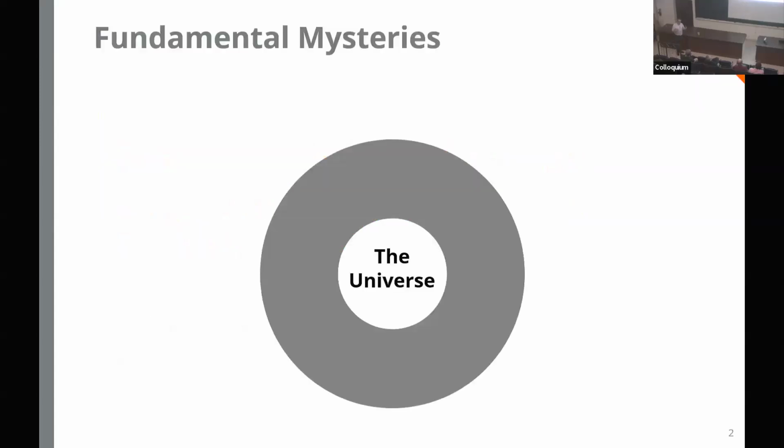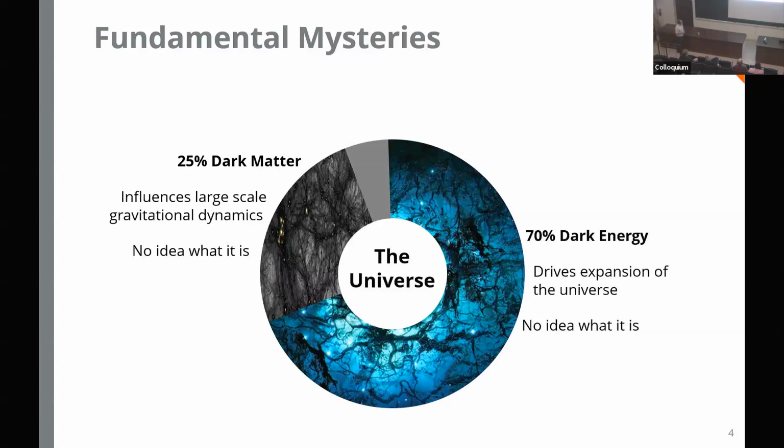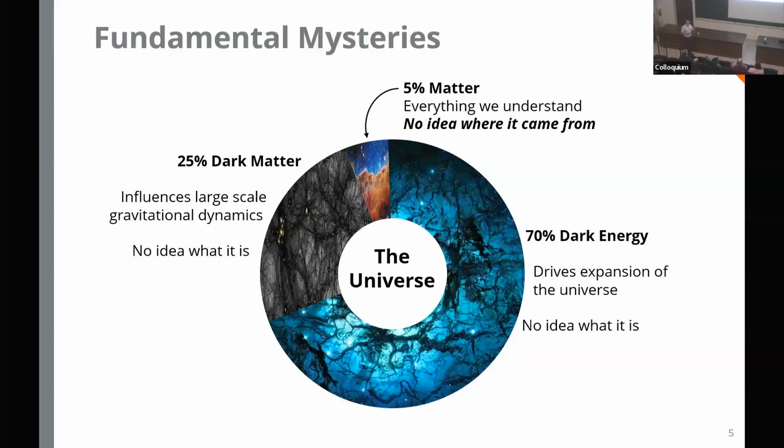The universe presents us with a lot of very fundamental mysteries, many of which relate to its basic composition. About 70% of the universe is dark energy, which drives the expansion of the universe, and we have no idea what it is. About 25% of the universe is dark matter, which influences large-scale gravitational dynamics. We also have no idea what that is. The remaining 5% is matter, everything we know and understand, from atoms to planets and galaxies, but we actually have no idea where it came from. So, lots to figure out.